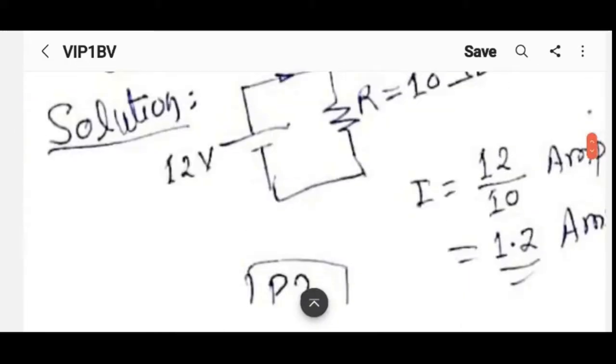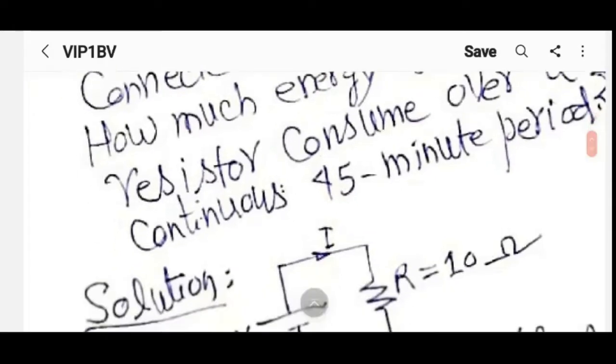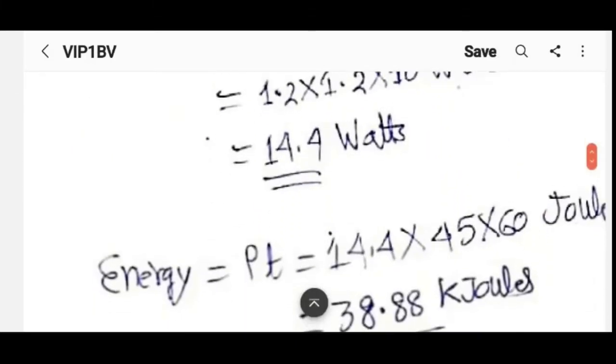But that's not what they want. They want the energy consumed over a 45-minute time period. Power is energy per unit second, right? Watt is joule per second. So 45 minutes means 45 multiplied by 60 seconds. You multiply this 14.4 watt by that many seconds to get the energy.